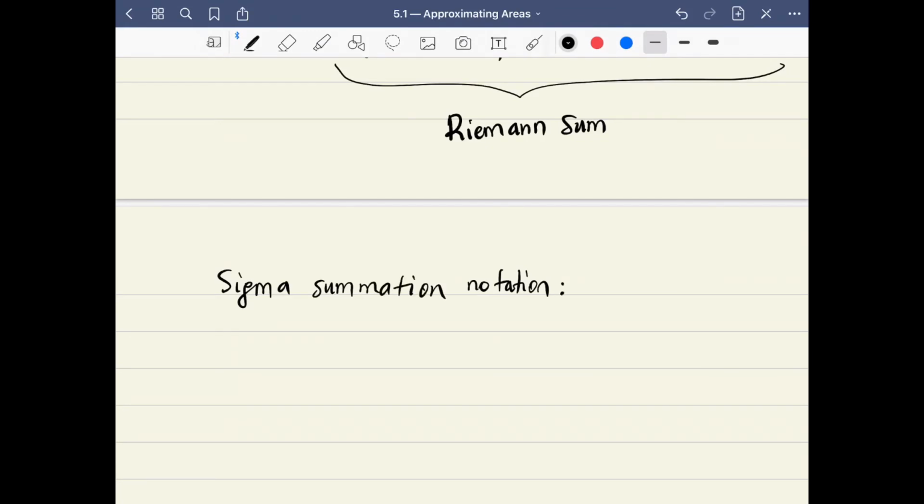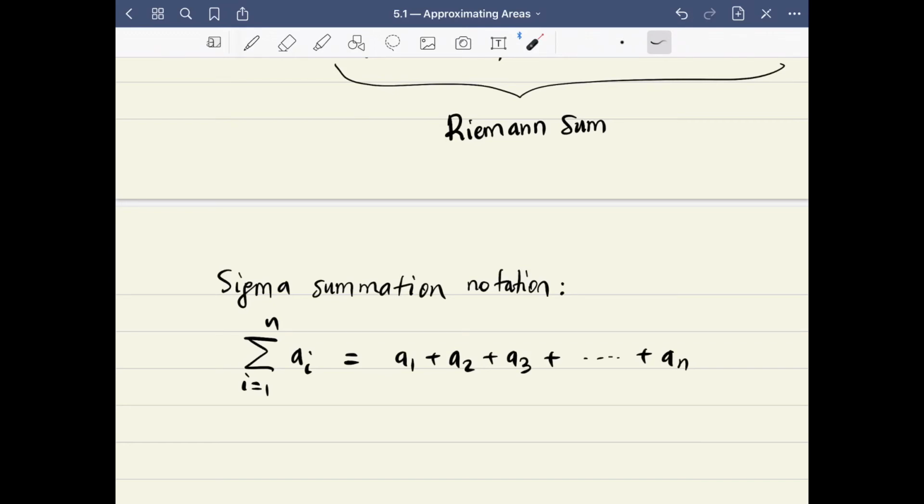So if you write the sum from i equals 1 to n of, let's say, a sub i, this means a1 plus a2 plus a3 and so on up to an. So this means the sum of all these terms as this index i changes from 1 to n. Okay?